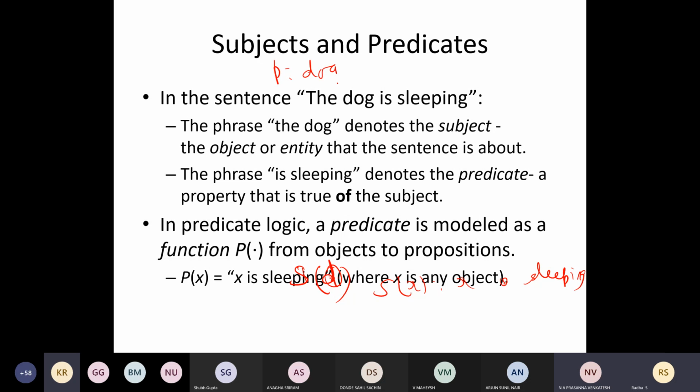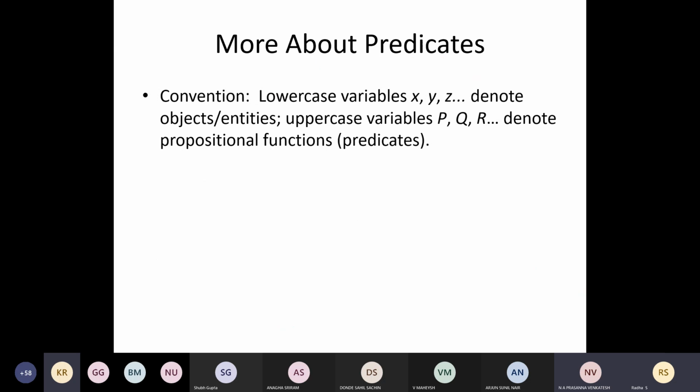Dog is sleeping. But here, I am not interested in writing like this. Instead, I'll write P of X, X is sleeping. I am differentiating the subject and predicate here. That way I want to differentiate. I cannot call this a single sentence like this. So this is a different way of approaching the logic.